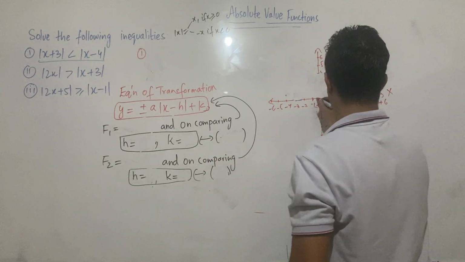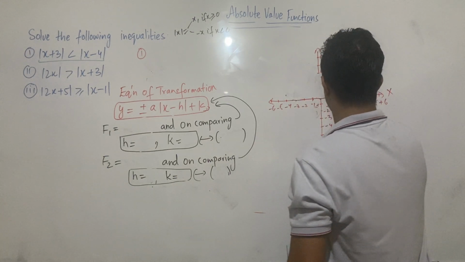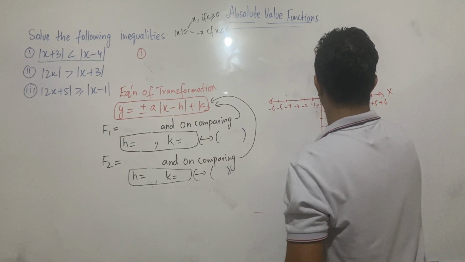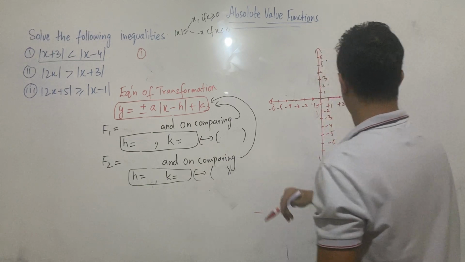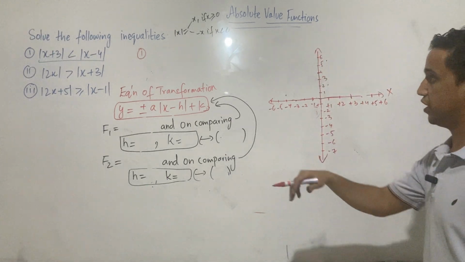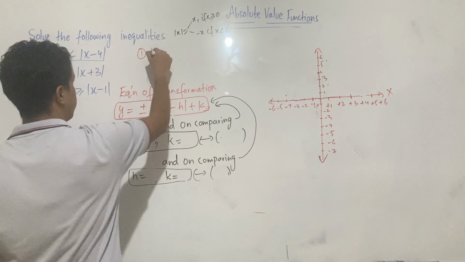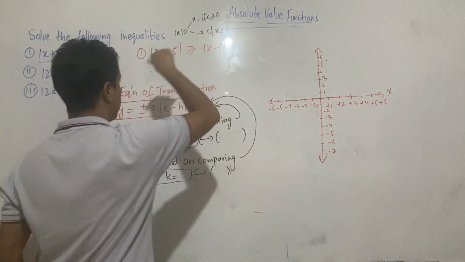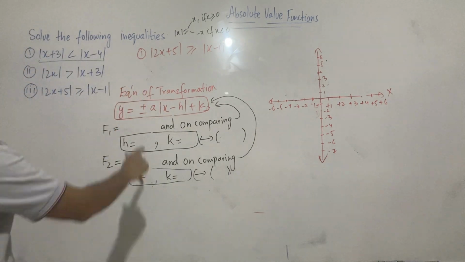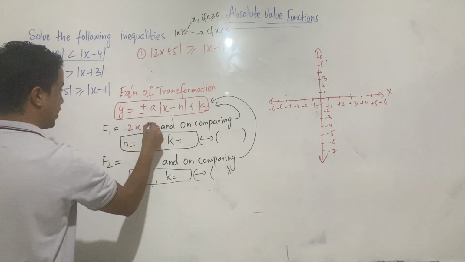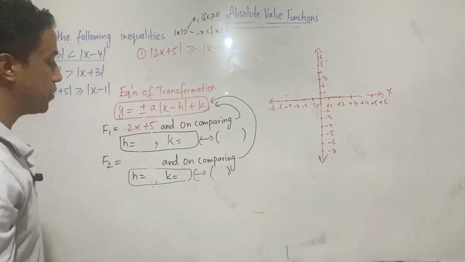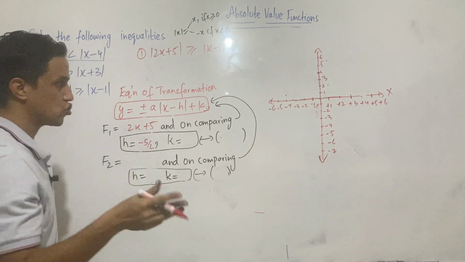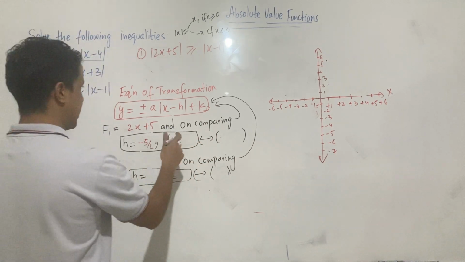Okay, so let's do it. Question number 3 says the absolute function 2x plus 5 greater than or equal to x minus 1. Okay, the equation of transformation is this. Function 1 is 2x plus 5. So here x is going to be minus 5 by 2, which is minus 2.5, and then k is 0.